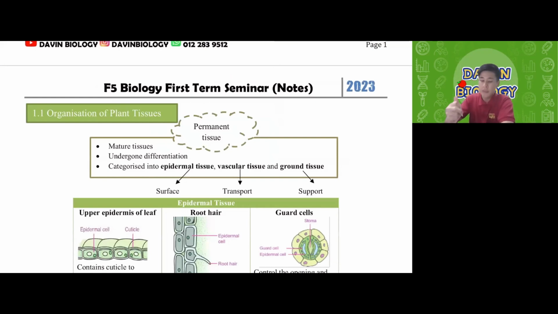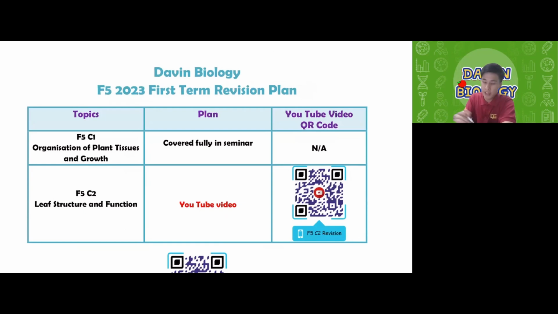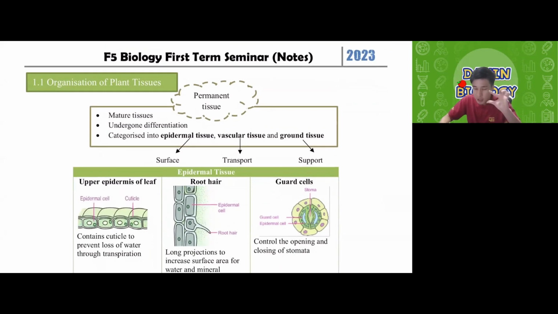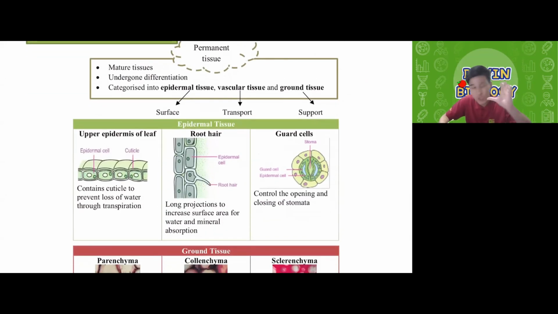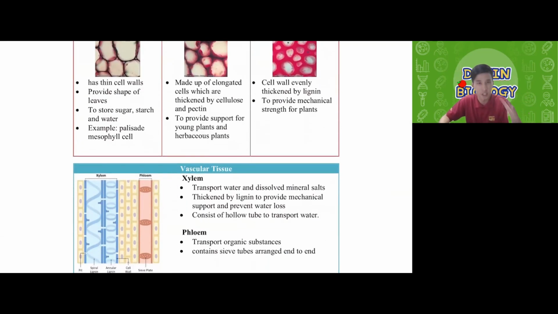So chapter 1 is about plant growth. It's already written here: organization and plant tissues and growth. However, we will only be focusing on growth today. We won't really study plant tissues because that part is not too important, and due to time constraints. So for 1.1 plant tissues, maybe later I'll mention a bit, but I won't go through it in detail. You have to read it yourself: epidermal tissue, ground tissue, and vascular tissue.